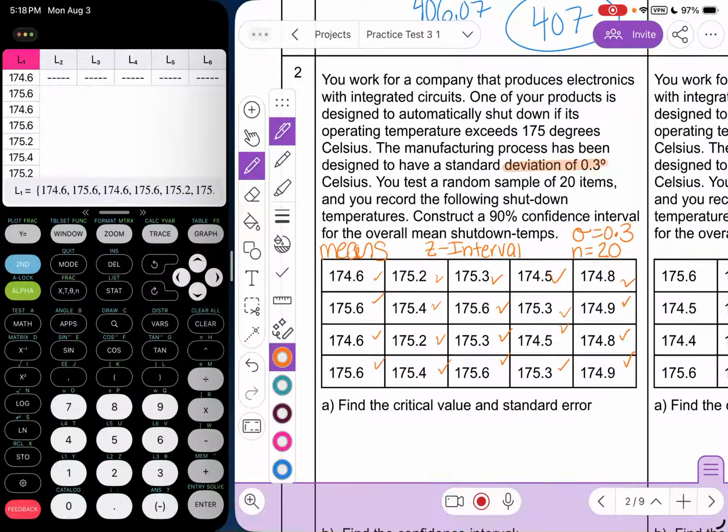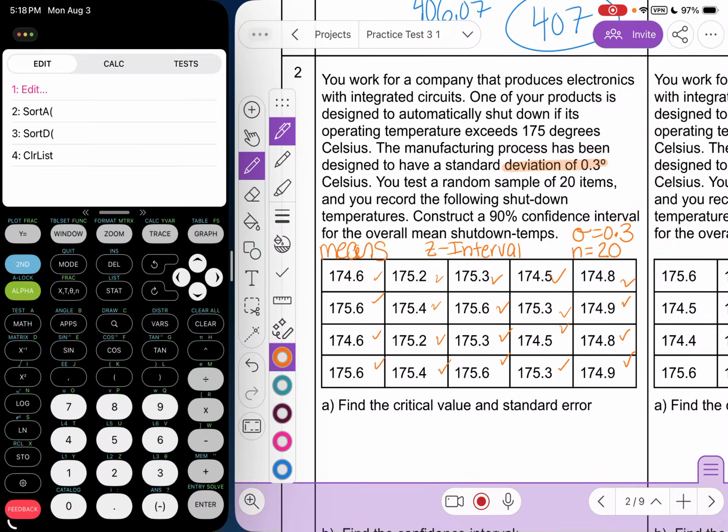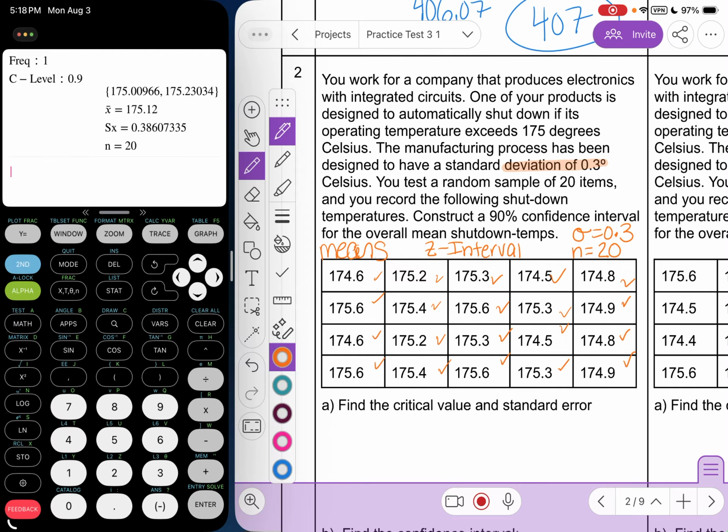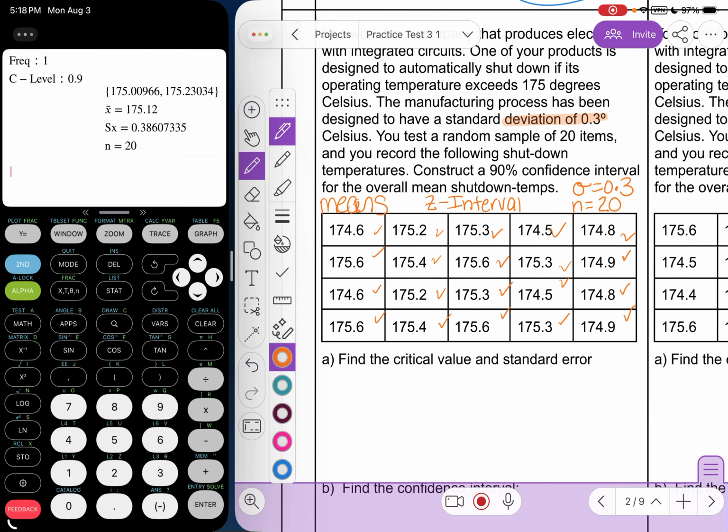So now I'm going to go to Z interval, and data. My standard deviation is 0.3. My list is L1. I'm going to make sure that's right. Frequency is 1. C level is 0.9. Calculate.